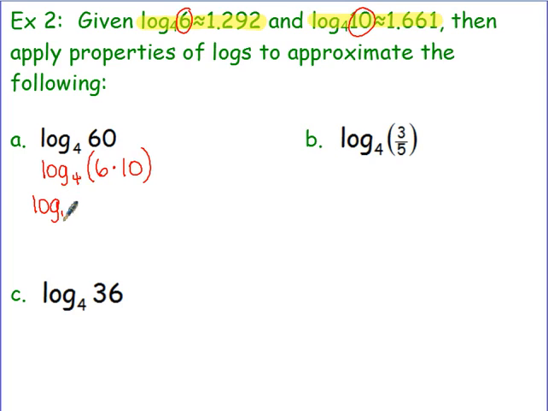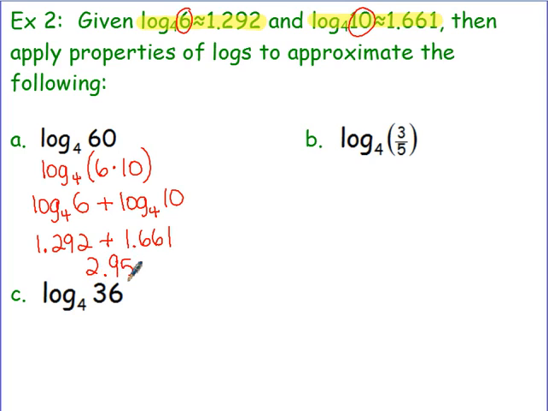Split it apart. Log base 4 of 6 plus log base 4 of 10. So 2 logs, plus sign between them. One goes with 6, one goes with 10. Now you just got to plug in your numbers. So this one looks like 1.292 plus, this one is 1.661. Put those in the calculator, add them up. It looks like you get 2.953. So that one was just like part B on the first example.